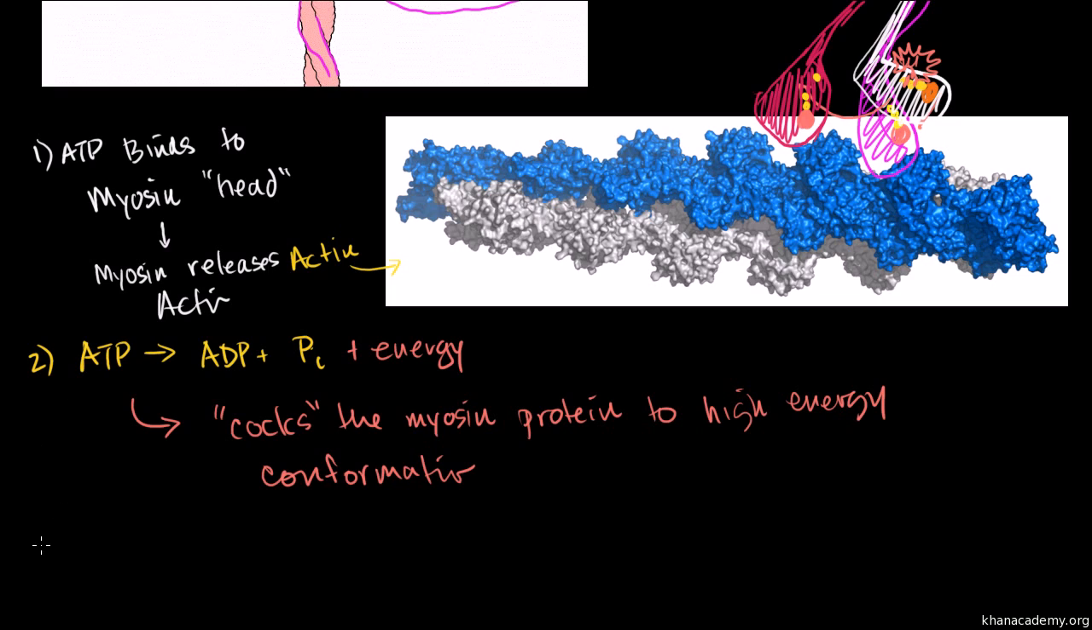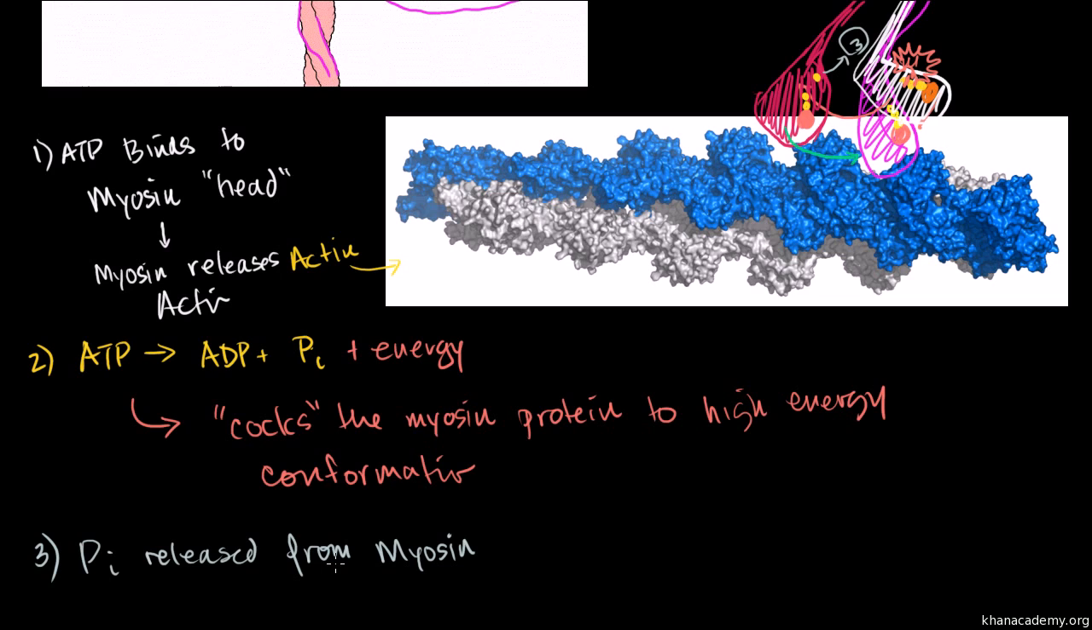In step 3, the phosphate is released from myosin. That's step 3 right there. That's a phosphate group being released. And what this does is it releases the energy of that cocked position, and it causes this myosin protein to push on the actin. This is the power stroke, if you imagine an engine. This is what's causing the mechanical movement.